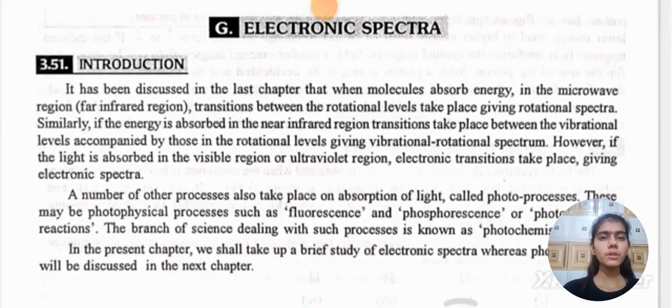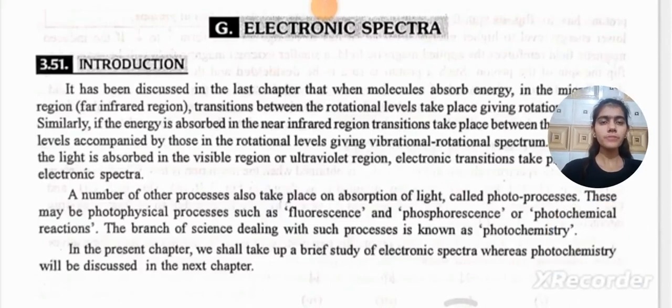Similarly, if the energy is absorbed in the near infrared region, transitions take place between the vibrational levels accompanied by those in the rotational levels, giving vibrational rotational spectrum. However, if the light is absorbed in the visible region or ultraviolet region, electronic transitions take place giving electronic spectra.